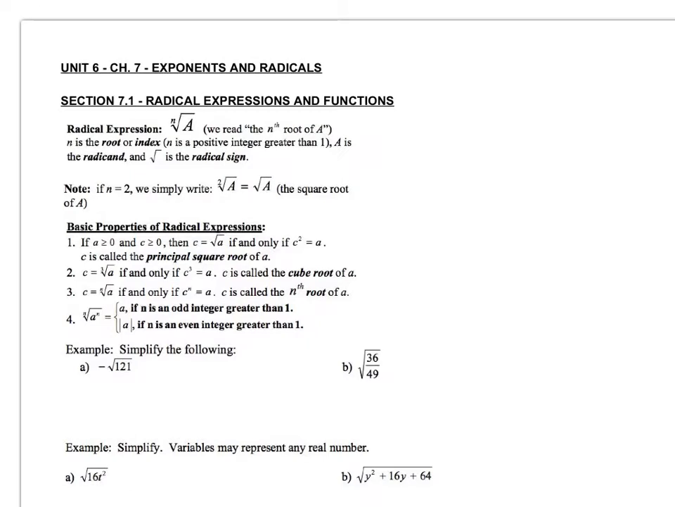Okay, welcome back. This is video 7.1, and we're going to be doing radical expressions and functions. So let's talk about what a radical expression is. We have this notation here where we take the nth root of a, and that's how we read that. The root, or the index, is the number here, and then the radicand is what is underneath the radical sign.